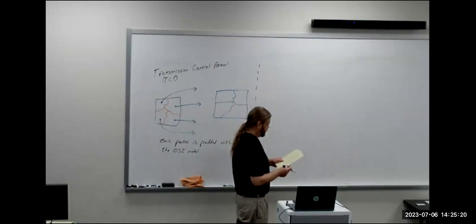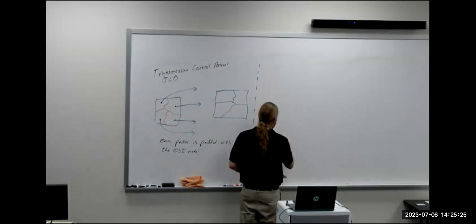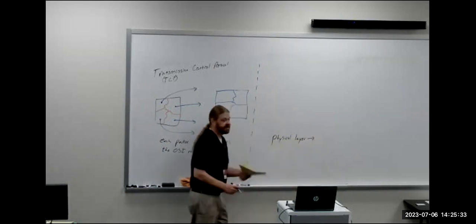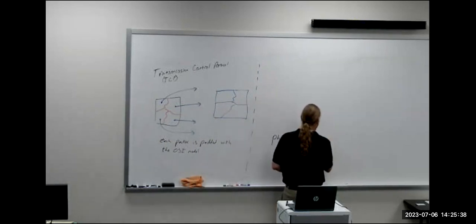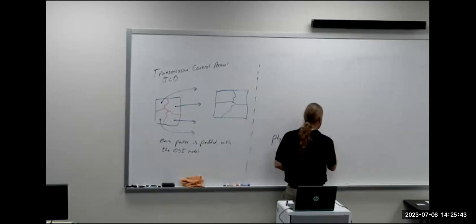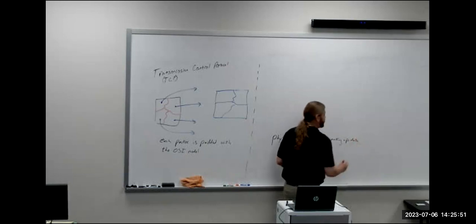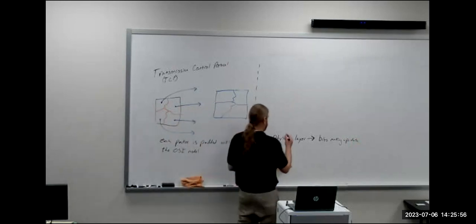And there are 7 layers. I'll start down at the bottom. Now at the bottom, the lowest level is the physical layer. And the physical layer is the bits making up the data. That's supposed to look like an arrow. Bits making up our data that we actually want to transmit. The raw data itself, that's where that fits in.